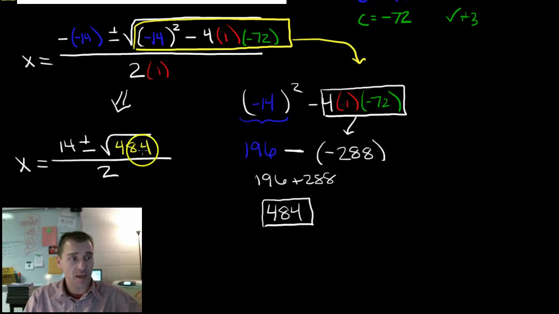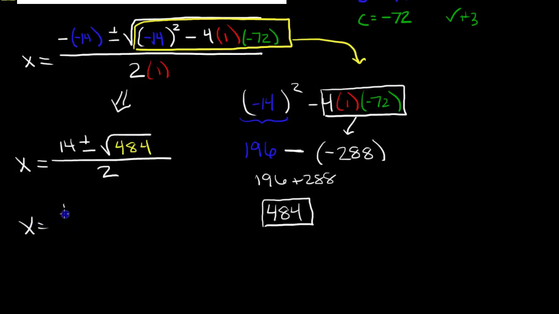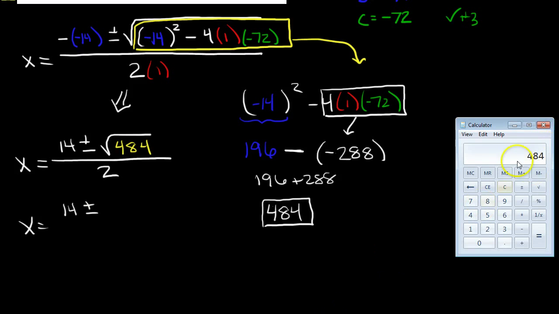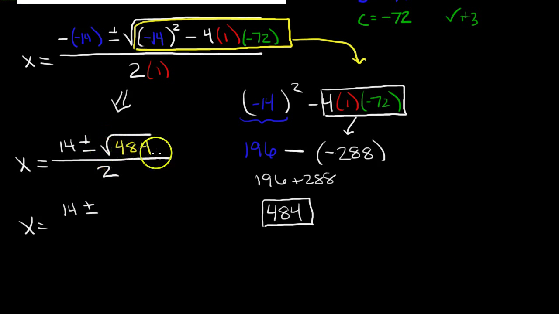Okay, so now what do I do? Well, what's next? The square root of 484. So that's going to give me 14 plus or minus whatever the square root of 484 is. So 484 square rooted is 22, okay. So that means this thing right here, it's a perfect square. It's a big perfect square, but it is. It gives me 22. All of that over 2. Oh, baby, we're getting our answer.